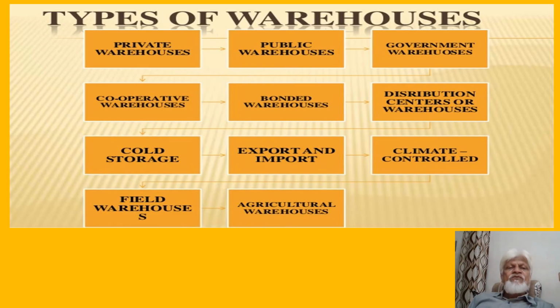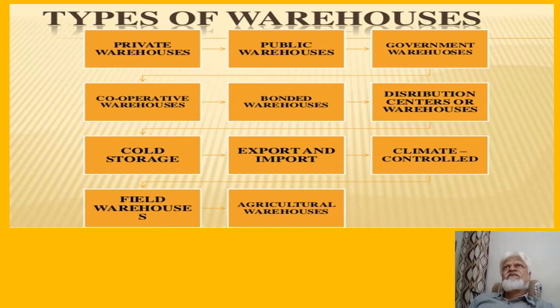Coming to the types of warehouse, there are private warehouses, which are exclusively meant for private use. Public warehouses can be let on rent. Governmental warehouses, like the Food Corporation of India, handle central storage of grains. The various governmental warehouses are totally managed, planned and organized by the government.